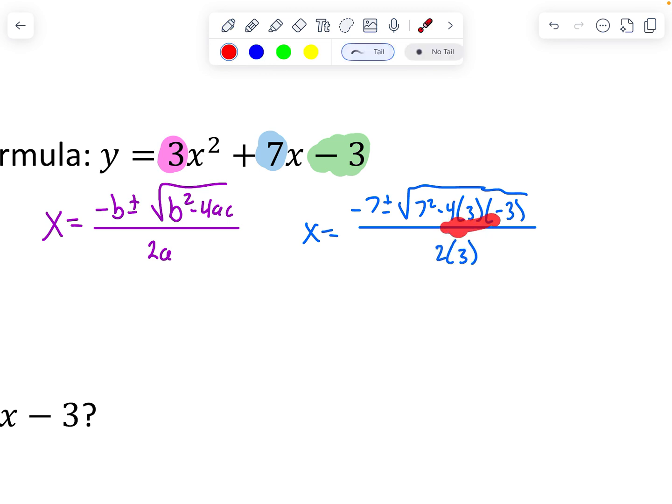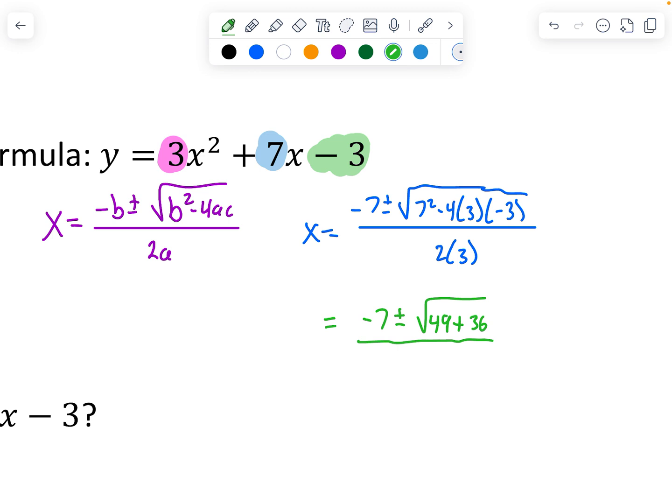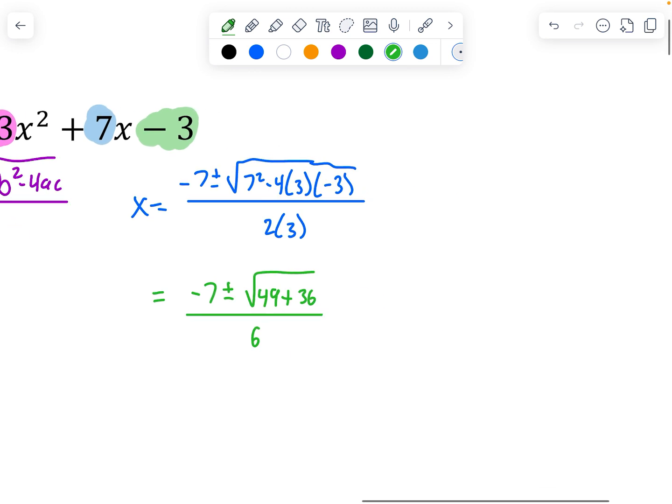And then simplify this. I would just multiply these first. This is going to turn into addition because I have 2 negatives. And then we have 49 here. So I'll kind of show this step. So now we have -7 plus or minus the square root of 49 plus, this is 12 times 3, so 36, all over 2 times 3, which is 6. And then that equals -7 plus or minus the square root of 85 over 6.